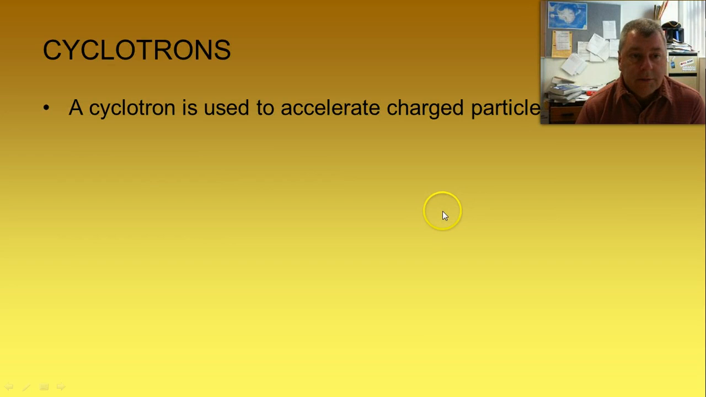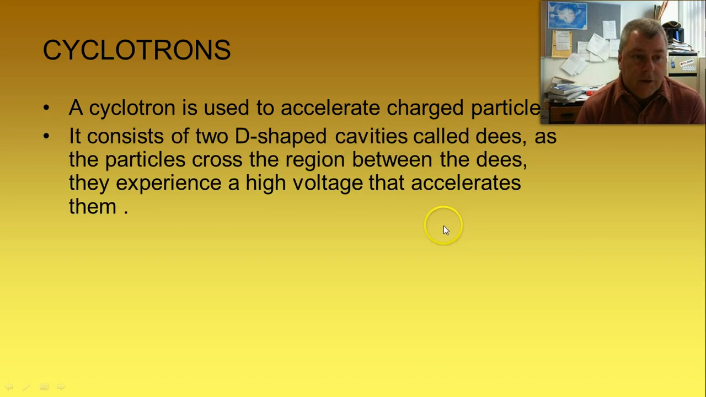So what is a cyclotron? Well, it's a physics machine that's used to accelerate charged particles, and it consists of what are called two D-shaped cavities called Ds. That's pretty original, isn't it? Where the particles cross a region between the Ds and experience a high voltage that accelerates them. So it's a combination of electric fields and magnetic fields again, and this might make sense until we get a couple of diagrams under our belt.